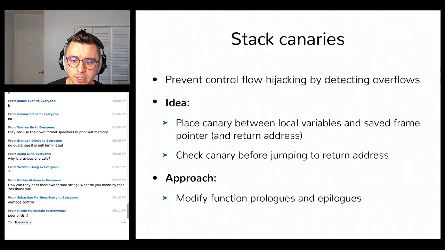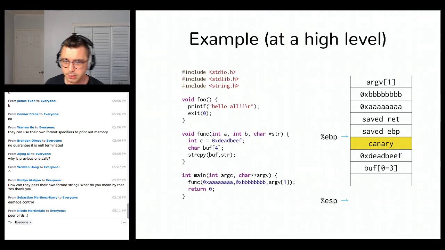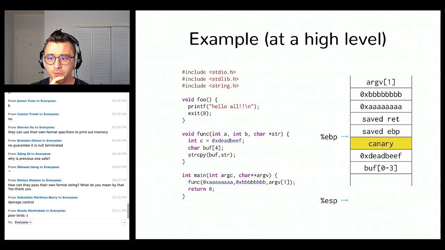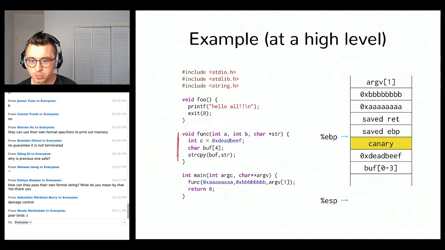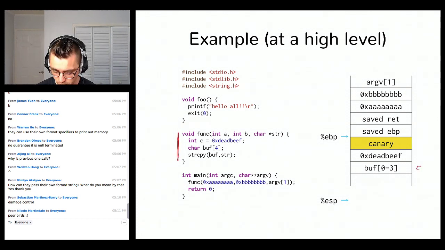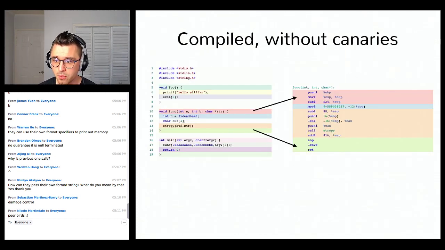We're going to insert canaries in function prologues, and we're going to check them in function epilogues. So let's take a quick look at the example that we saw last time. Last time we had our stack frame, and here what I'm looking at is this function, func. We have our buffer and our local variable c, and in between that and the saved EBP and saved EIP, we're going to insert a canary. This is going to be a special value.